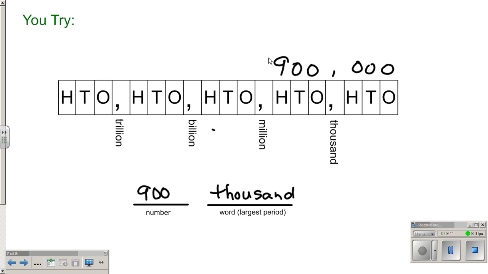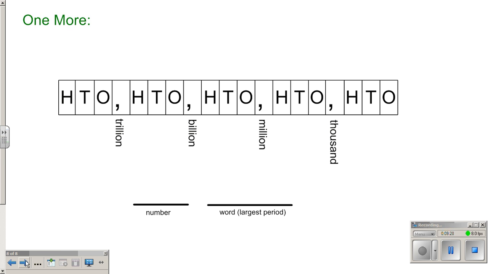Because 9 is the farthest number to the left, it's right next to the millions period. You could also have written this as 0.9 million, or 9/10 of a million. So there's 2 ways you could have written that. All right, let's do one more. I'm going to give you the number and word notation this time, and I'd like you to write the standard notation. Same thing, pause this quickly and write the standard notation.